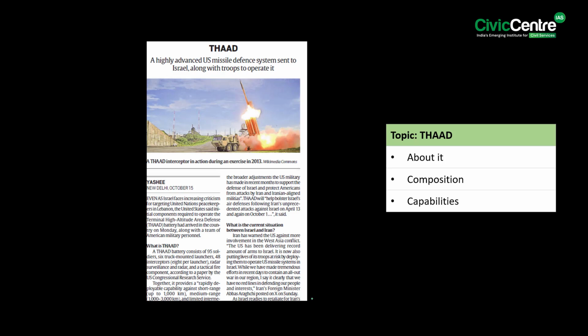The last article of the day says that US to send third defense battery system to Israel, even as Israel faces increasing criticism for targeting UN peacekeepers in Lebanon. The United States, underlining its ironclad commitment to defense of the Israel, announced it will send its advanced missile defense system THAAD along with troops to operate it to the West Asian nation. In this context, let us talk about THAAD.